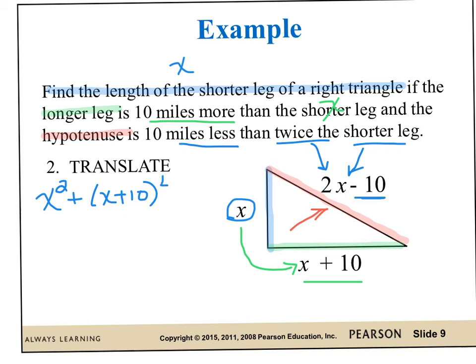We're going to square the longer leg. And that's equal to the hypotenuse squared, which is the 2x minus 10. And it's squared. And because of all this squaring going on, we know that we're going to have a quadratic equation. And so in order to make things simpler, I'm going to multiply out all those expressions.